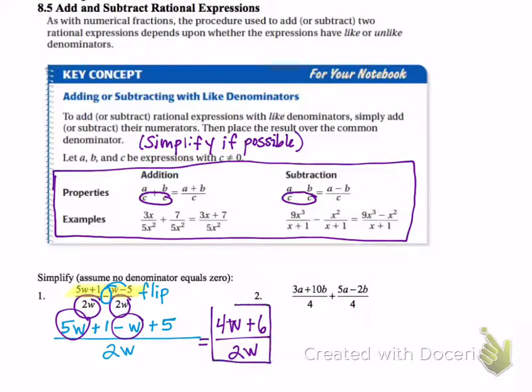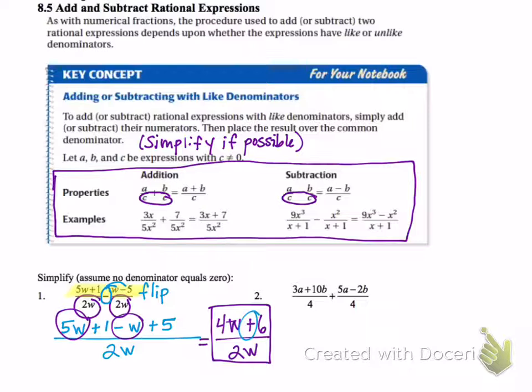Can I do anything after that? No. The w's cannot cancel because they are terms, not factors. So remember that from the last class. Like the 4w and the 2w cannot cancel because I have this plus sign in between. So since they're not factors and they're just terms, they don't cancel. So that would be my final answer.